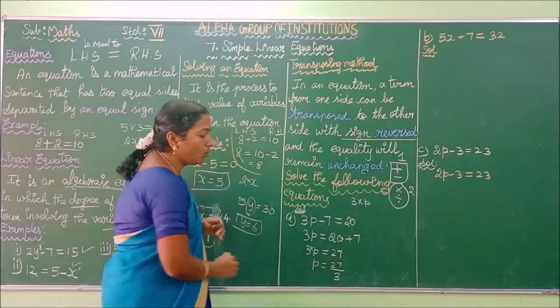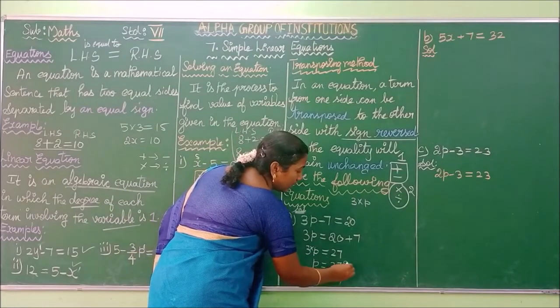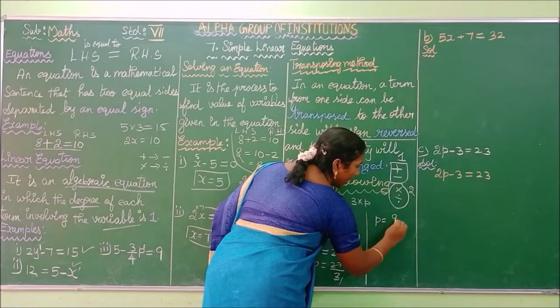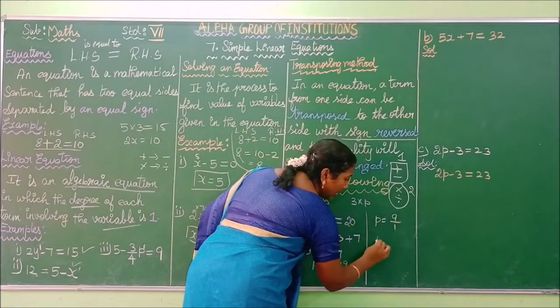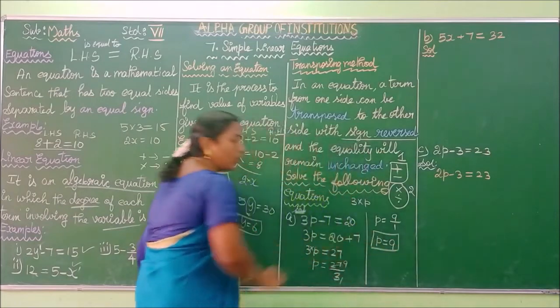Now you have to divide 27 by 3. 1 3 is 3, 9 3s are 27. So p equal to 9 by 1. Leave the denominator 1. So your answer is 9. Thus p equal to 9.